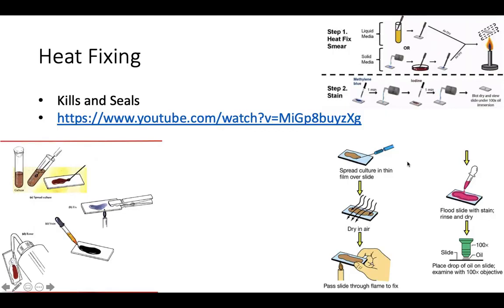So the very first thing that we need to talk about with staining bacteria is something called heat fixing. When you get bacteria from a sample from your patient or a petri dish, they're going to be living. You're going to take a sample from your petri dish and you're going to put it on a loop.